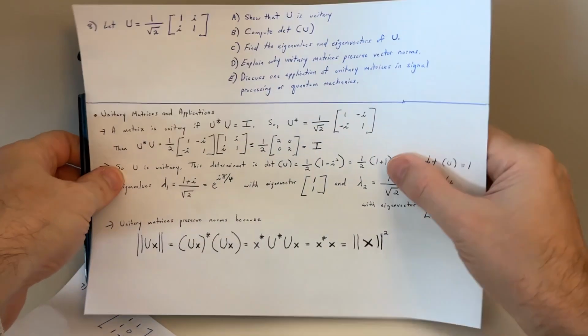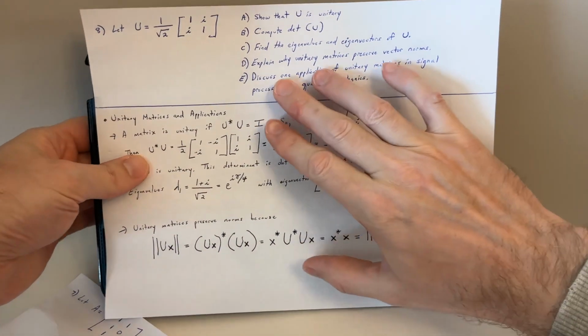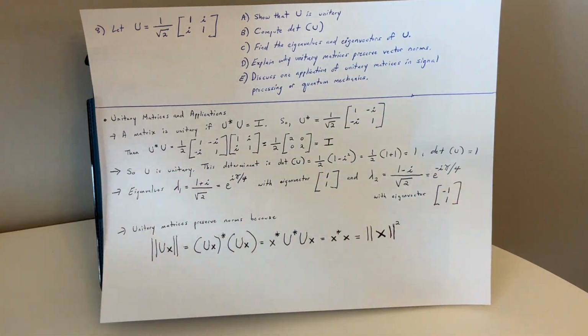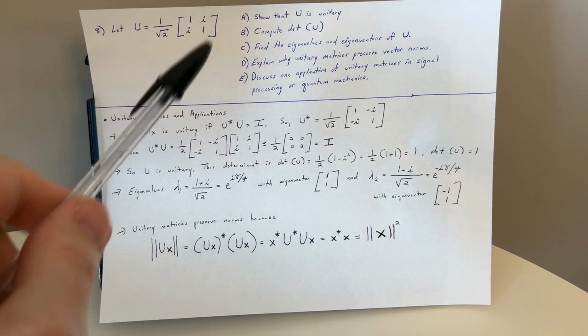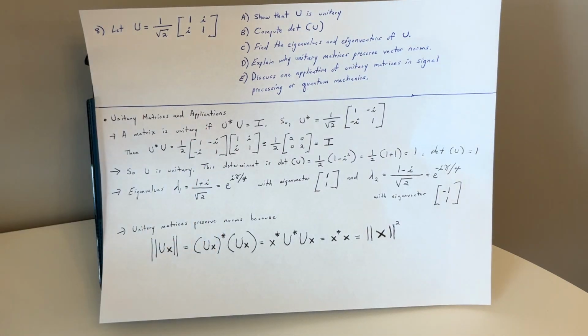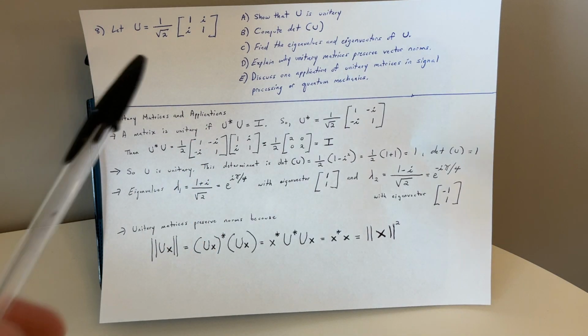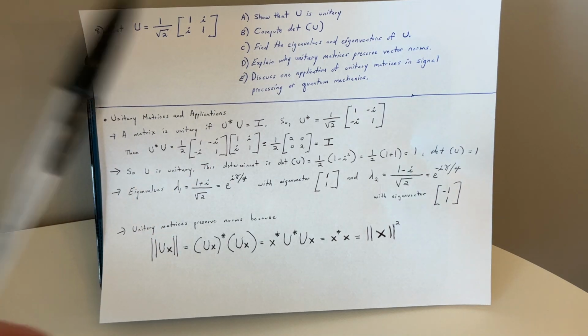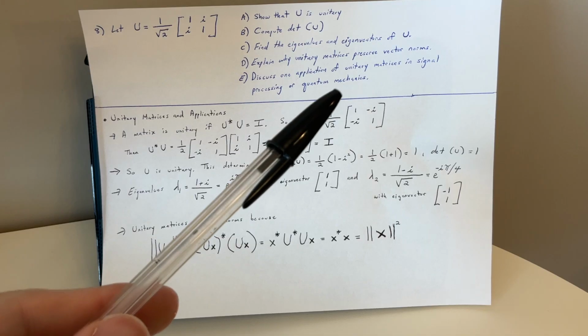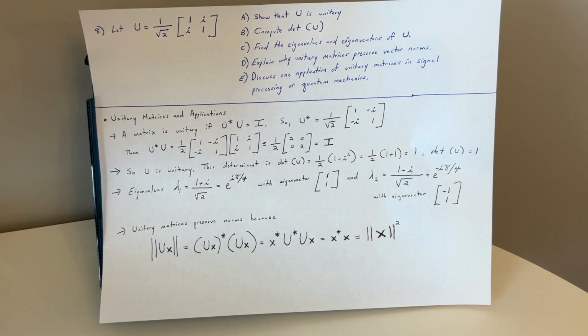Moving on to number 8. Okay, so we're given U equals 1 over root 2 times the matrix with rows 1, I and I, 1. Part a: show that U is unitary, compute the determinant of U, find the eigenvalues and eigenvectors of U, explain why unitary matrices preserve vector norms, and discuss one application of unitary matrices in signal processing or quantum mechanics.